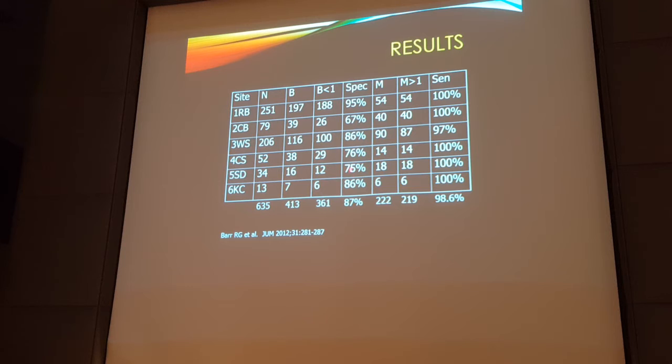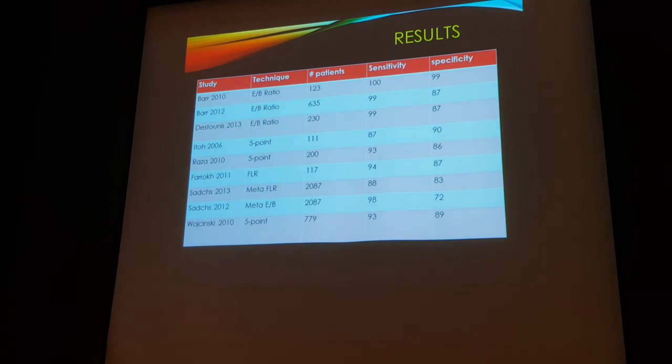The specificity varied greatly between the sites, and this was before we really understood pre-compression, and I think pre-compression was part of the reason, but still 87% is a quite good specificity, and they raised up to 95%. If we look in the literature, I pulled out some of the major papers, number of patients, sensitivity and specificity, and which of the techniques they used. And you can see they're all in the high 80s or up to 100% sensitivity, and the specificity is the same, high 80s to the high 90s.